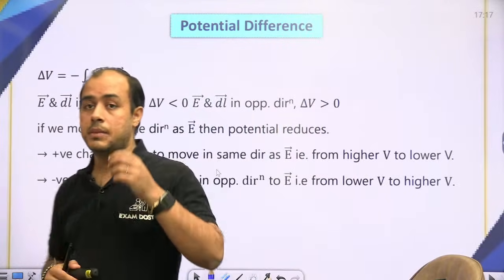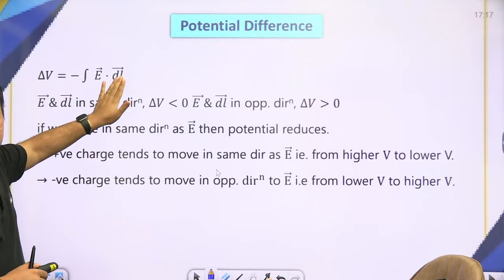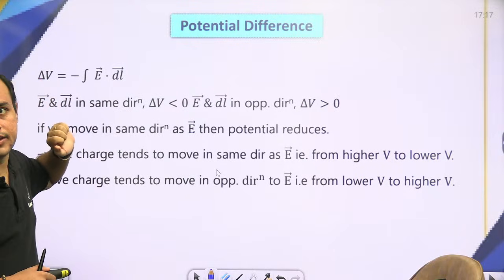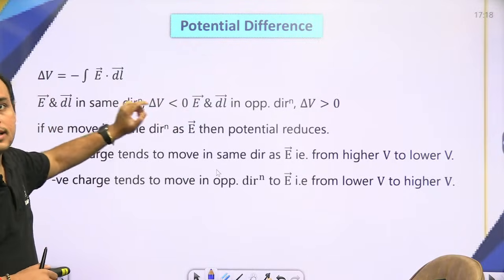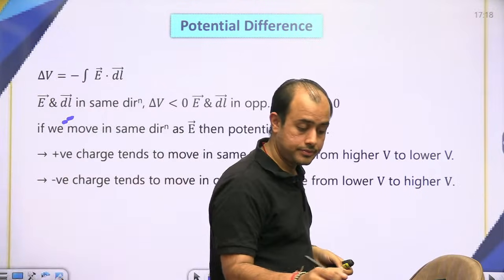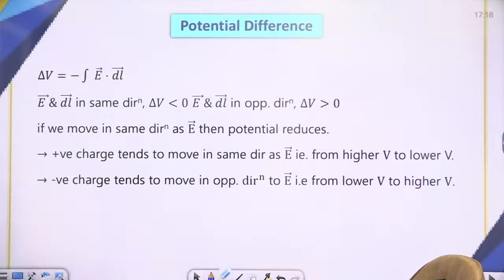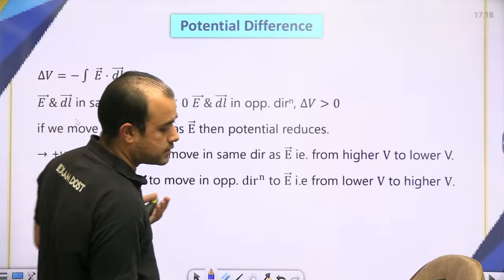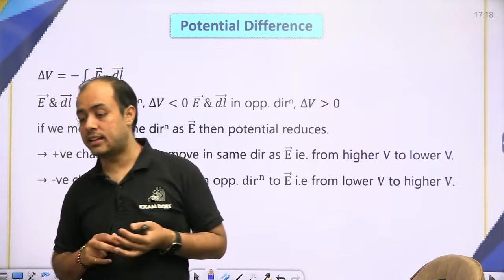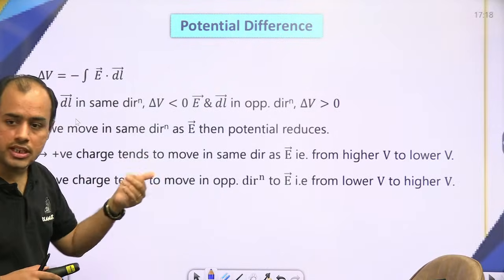तो delta V is minus E dot dl. Again beta, if E and dl are in the same direction, dot product positive, delta V negative. E and dl opposite direction, dot product negative, delta V will be positive. Now, beta, what does this mean? That if the displacement and electric field are in the same direction, delta V is negative, माने potential decreases.